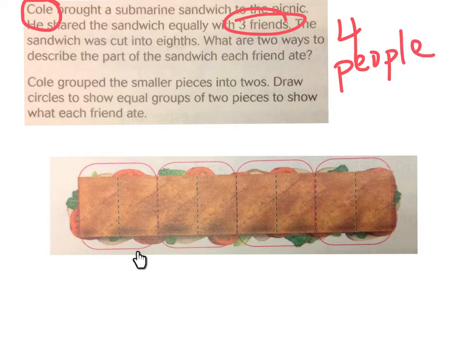If we look at the model, it shows 4 circles, which shows that each friend ate 1/4 of the whole sandwich, because each friend got 1 out of the 4 pieces. So one way to describe the part of the sandwich that each friend ate is to say that each friend ate 1/4 of the submarine sandwich.